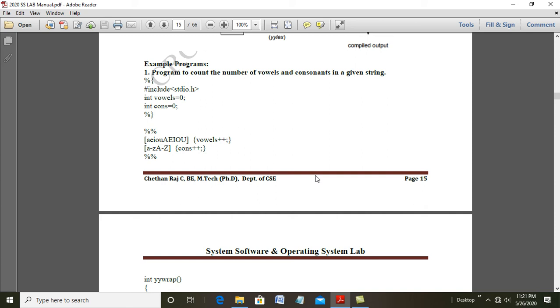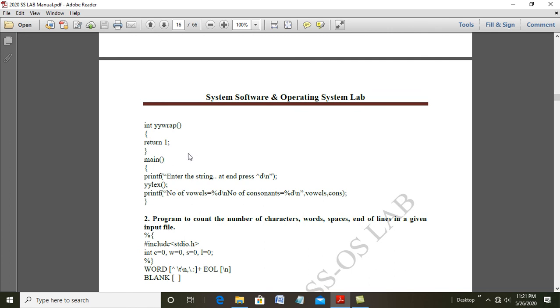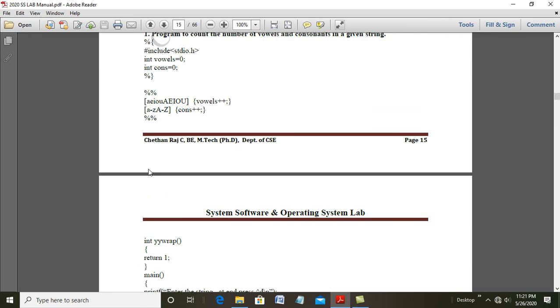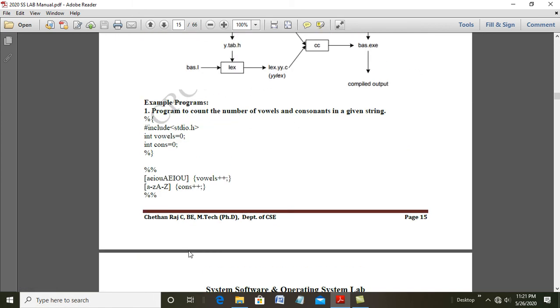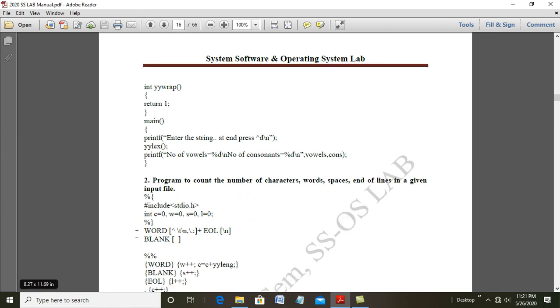And the main method is going to start with your int yywrap returning one, and then the main method starts the execution flow. Directly we will enter a string, and again you'll be calling yylex. It automatically calls the C compilation. It generates a token, then the C compiler will process it, and then it will generate some output. This is a very simplified program to execute a lex programming structure to count the number of vowels and consonants in a given string, right?